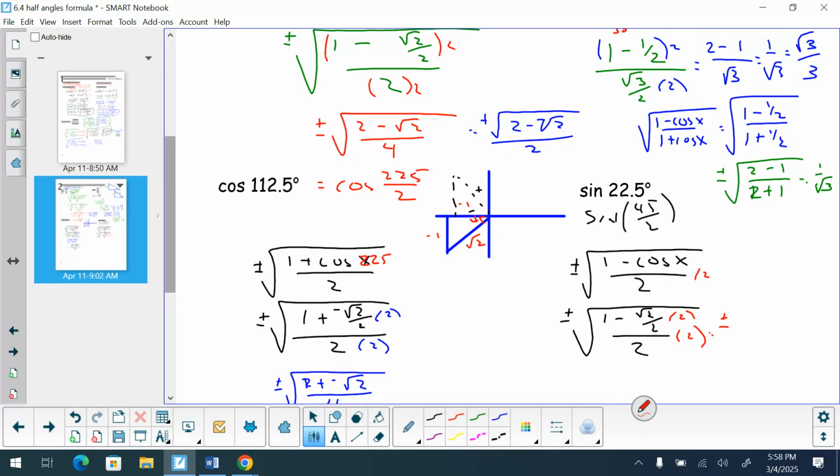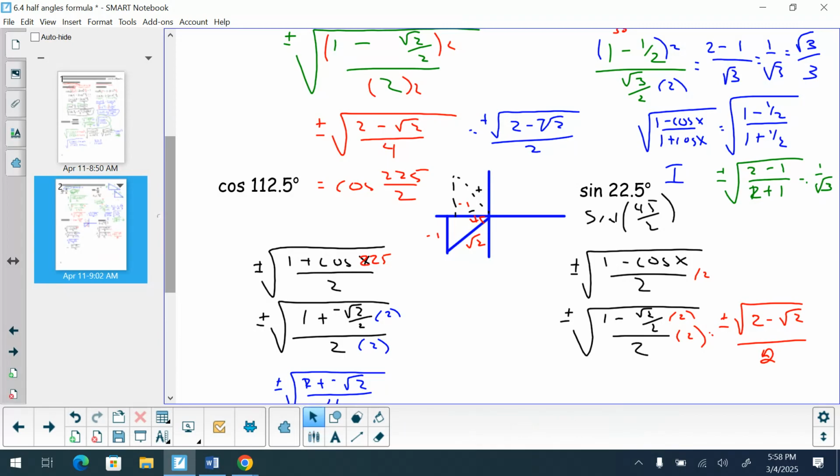Plus or minus square root of 2 minus square root of 2 over 2 times 2. Square root of 2 times 2 is the value of square root of 4, which takes us back to the value of 2. Once again, sine 22.5 is in quadrant number 1. Everything in quadrant number 1 is positive. So we have a positive there.